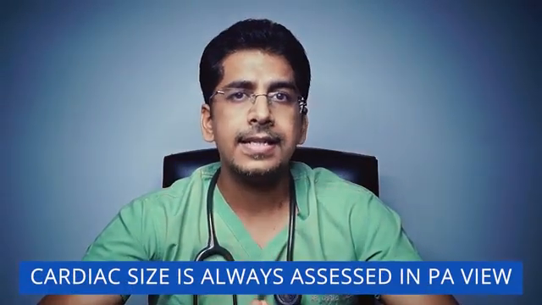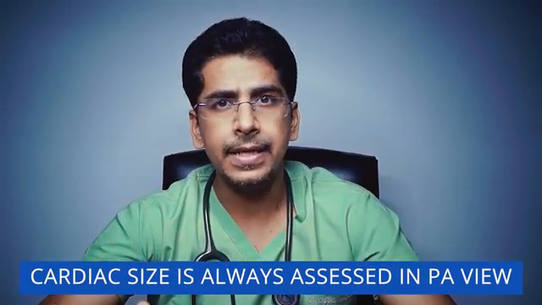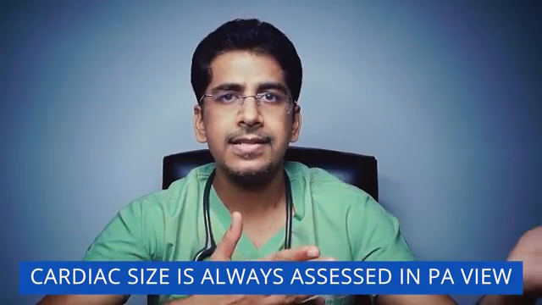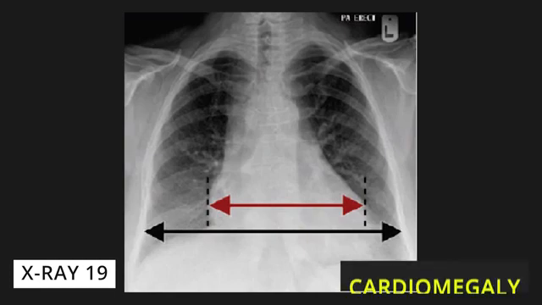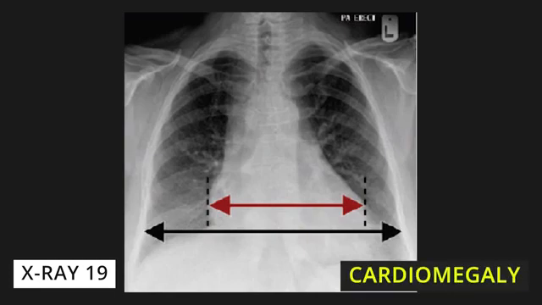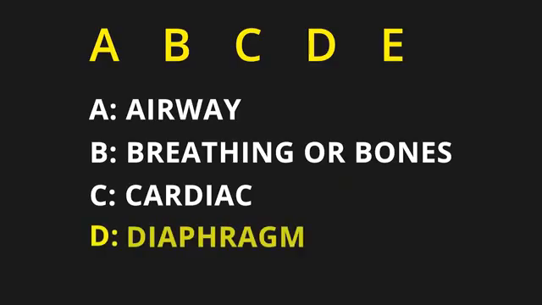But mind you, cardiac size is always assessed in a PA view, not in the AP, and you know the reason, we have discussed it in the previous part of this video. Coming on to the next one. This X-ray shows a high cardiothoracic ratio, that is a high CT ratio, that suggests cardiomegaly, as you can see on the X-ray. Now coming on to the next one, that is D, diaphragm.